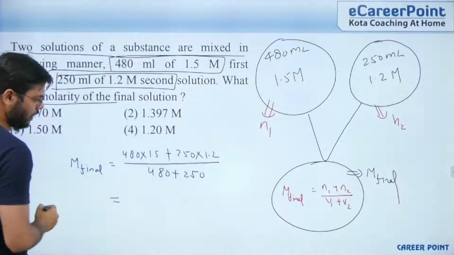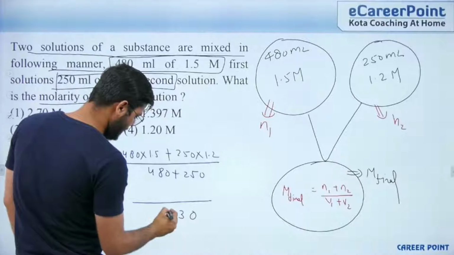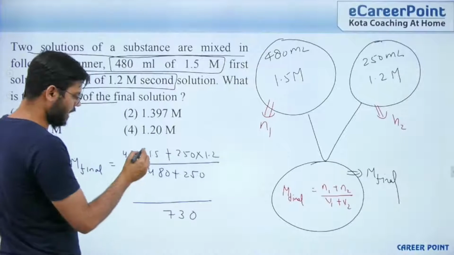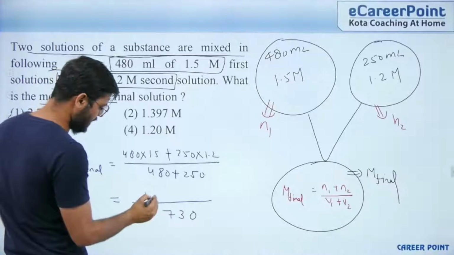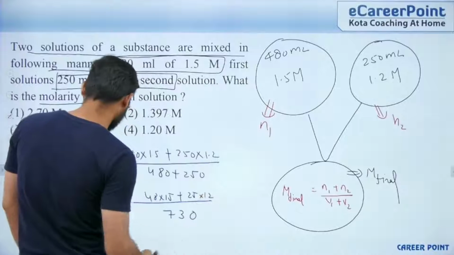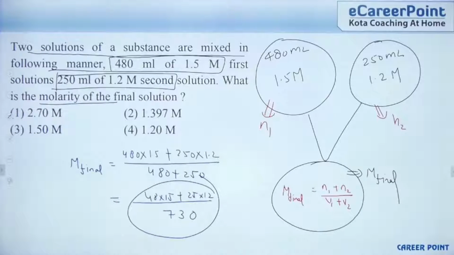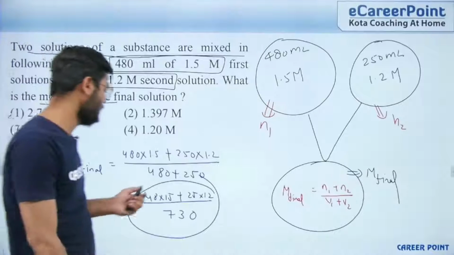So now you can solve it. It will be 48 into 15 plus 25 into 12 upon 730, and you will get the final molarity. Can you try it? Let me know the correct answer. If you can do it, you will find it.